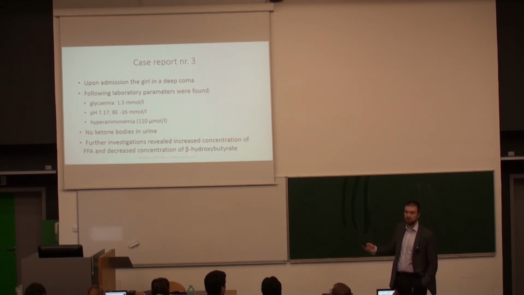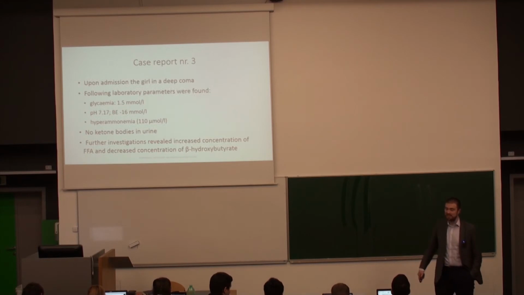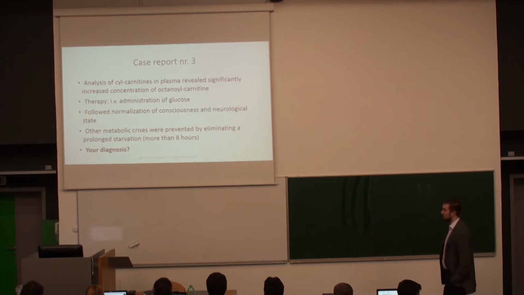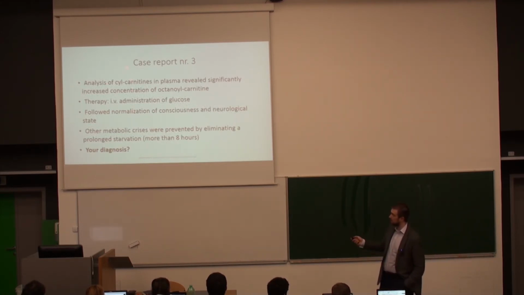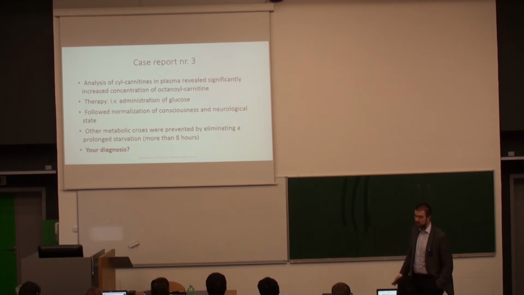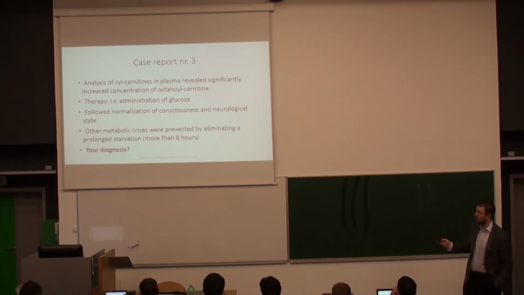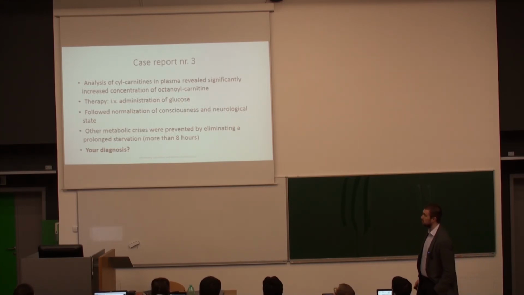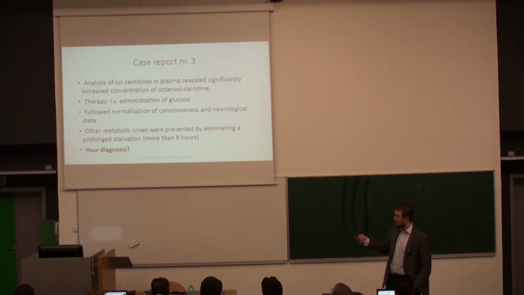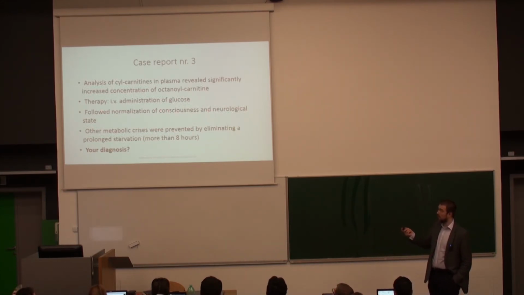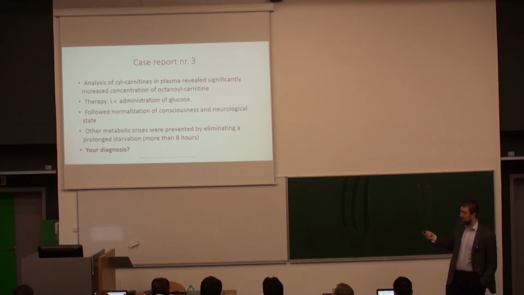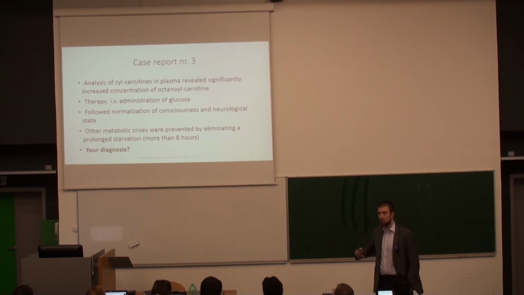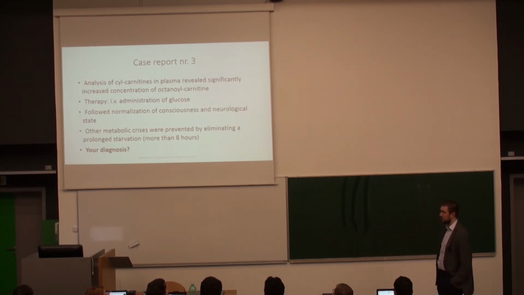So one reason for decreasing pH is excluded: it's not ketone bodies. Then if you looked into the analysis of acyl carnitines, you found the increased accumulation of octanoyl carnitine, that means C8 fatty acid that binds to the carnitine. You ordered the therapy that consisted of the administration of glucose, and after this, the neurological state and the consciousness recovered. So the baby returned from this metabolic crisis.